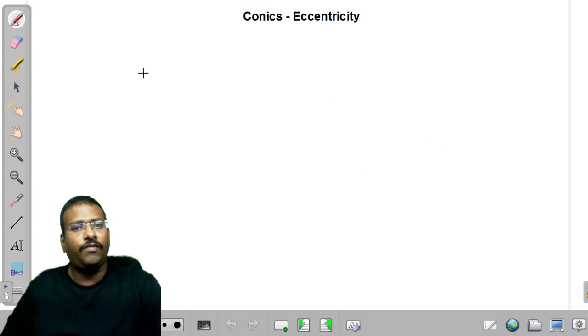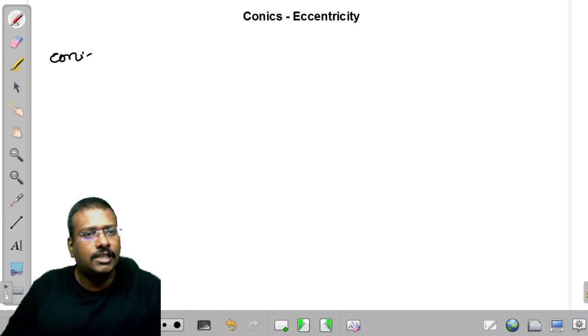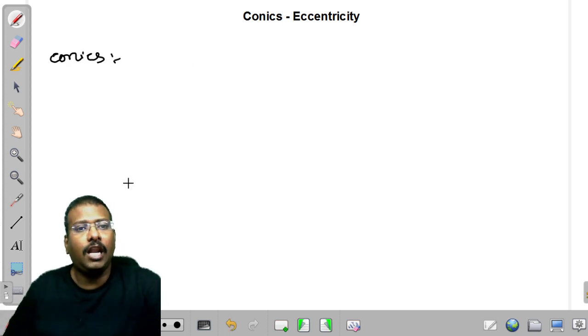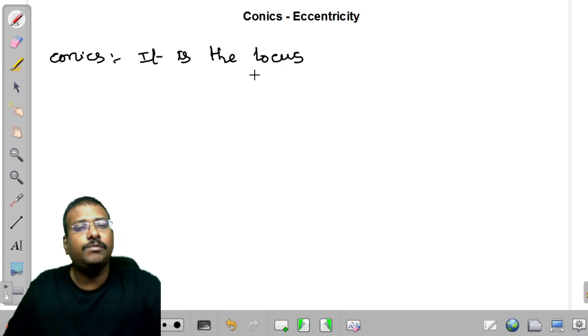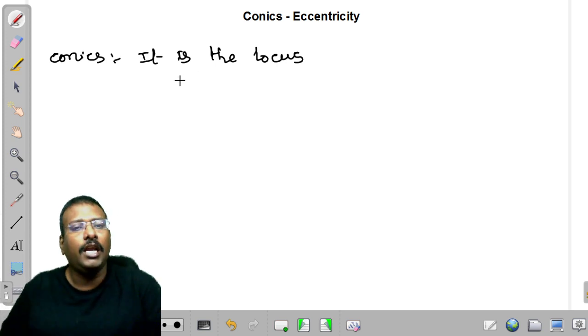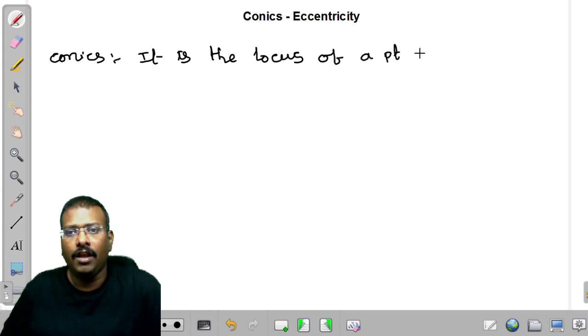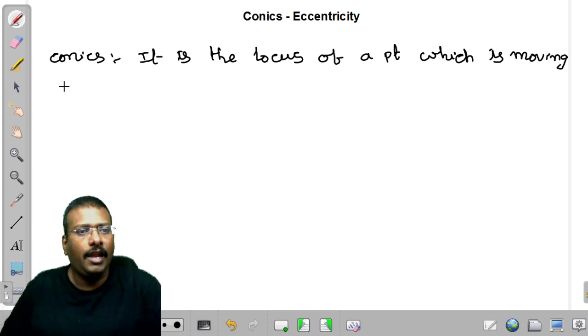Now I will give the definition of a conic with respect to the eccentricity. It is the locus of a point. What is meant by locus? It means various locations of a point. A locus may be a line or a curve or whatever path it may be. It is the locus of a point which is moving in a plane.